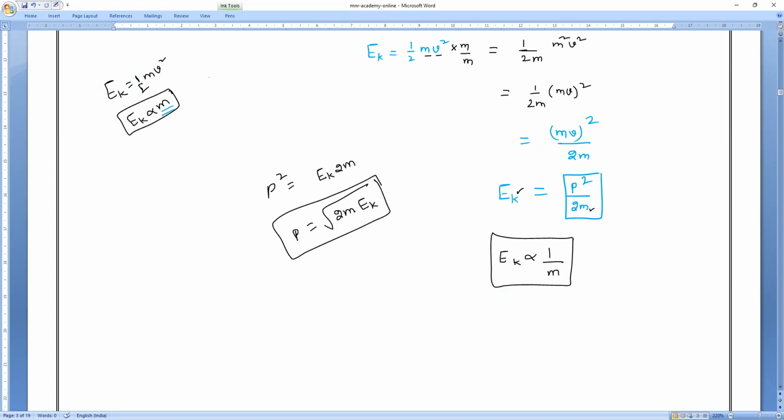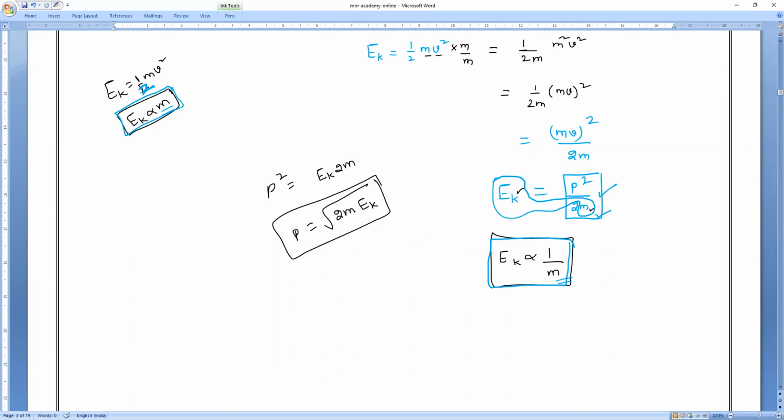Yes, sir. Understand? So remember, if mass and velocity relation is given, then kinetic energy is directly proportional to mass. If momentum and mass are given, then kinetic energy is like the reciprocal, 1 by mass, because both are inversely proportional to each other. That you have to remember.